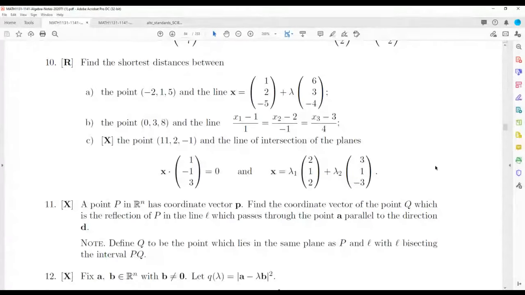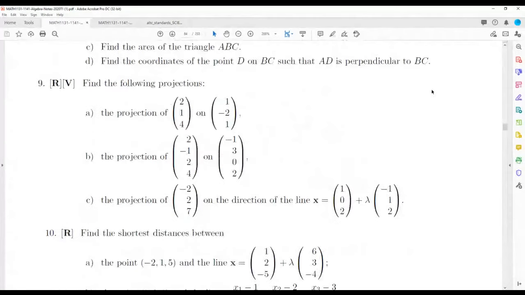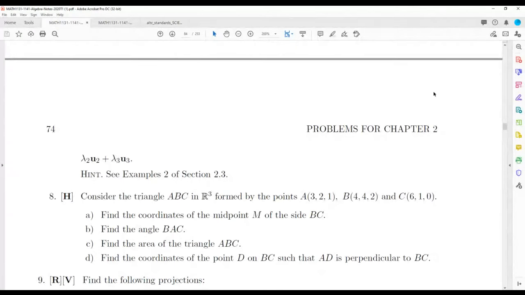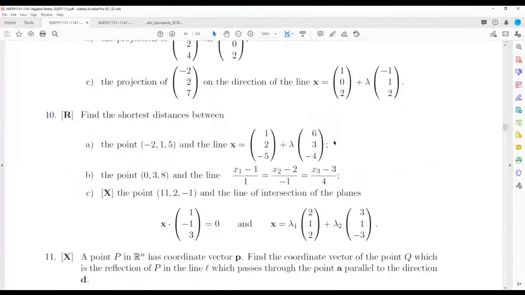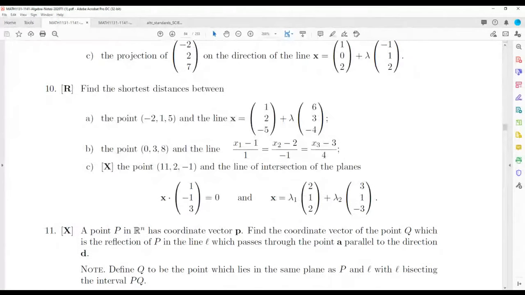So let me share my screen with you, and we can have a look at some of the questions. Okay, and then we can talk through them together, and I'll get your help on that. So you should be able to see my screen now. This is chapter 2 today, page 74, and I'm going to start at question 10.